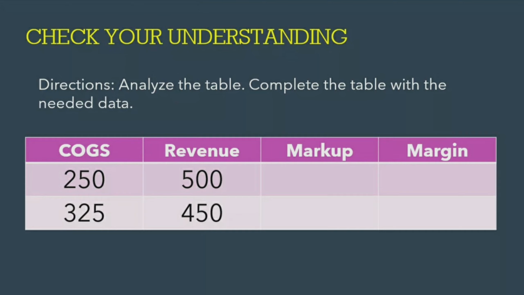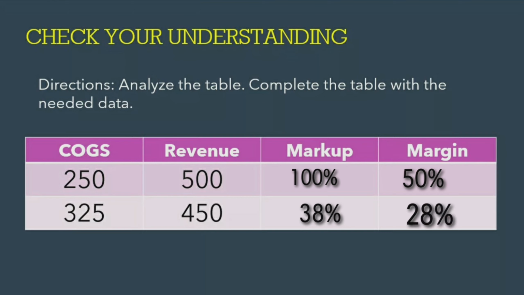Okay, time's up. So let us now check your answers. For the first column, the markup is equal to 100%. The margin is equal to 50%. Okay, for column number 2, markup is equal to 38% and the margin is equals to 28%. Okay, so congratulations. Job well done.